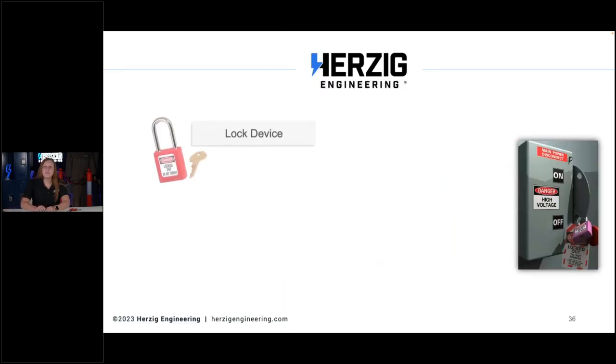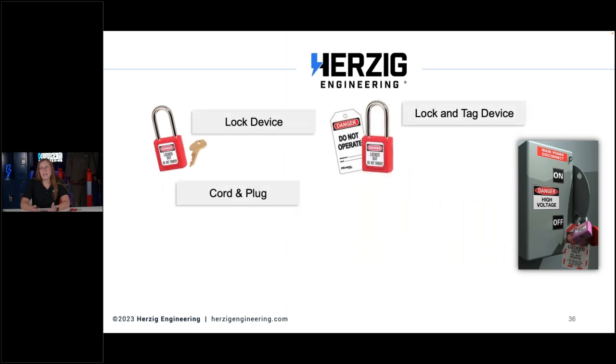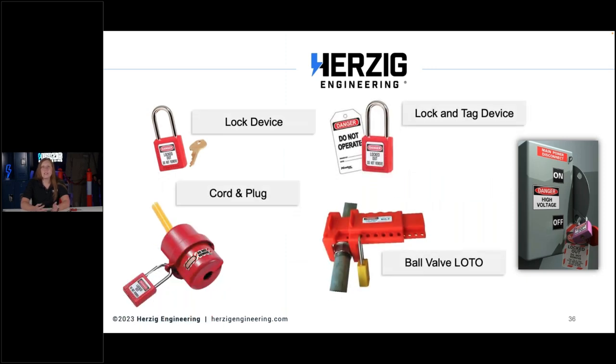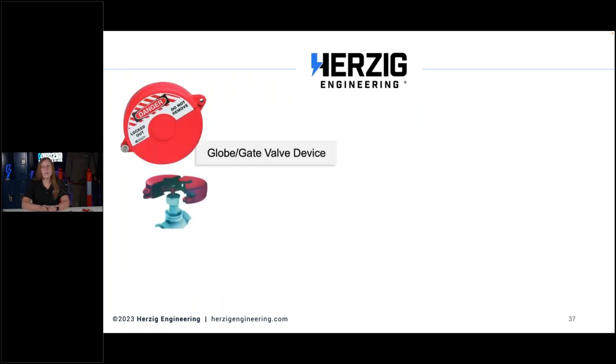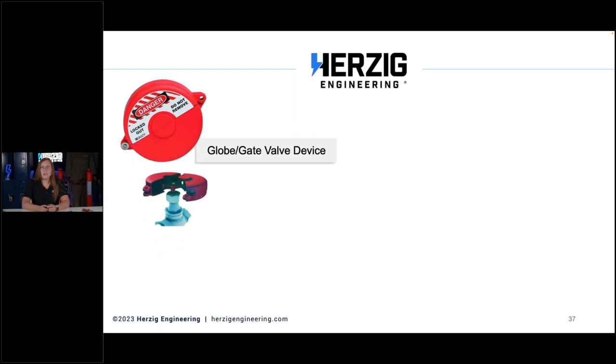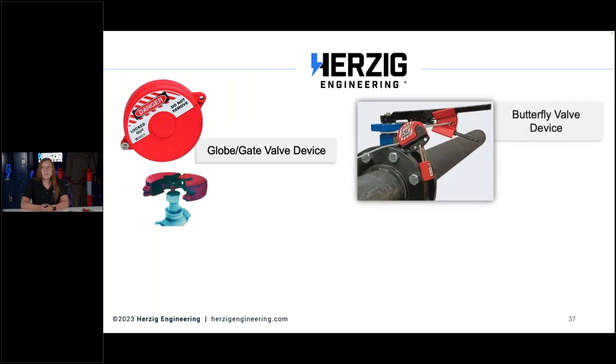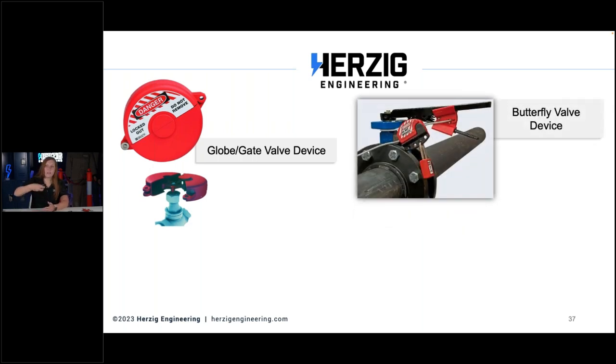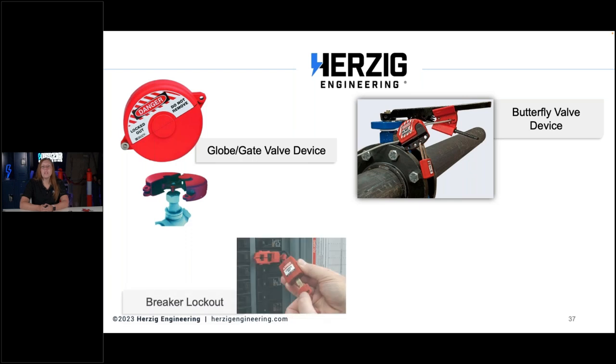So for example, breakers, or really any kind of lock, a lot of times a typical lock, individually keyed lock, and tag are at work. It could be with a ball valve cover. It could be a cord and plug cap. You could put it on the device itself, like you see on the disconnect switch there. You've got gate valve or globe valve devices so that you can't turn the handle anymore. Butterfly valve, making sure that you can't close it and move things anymore.